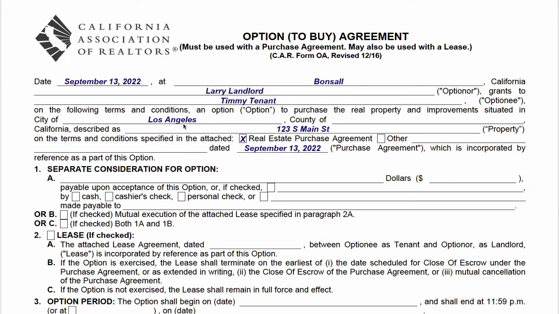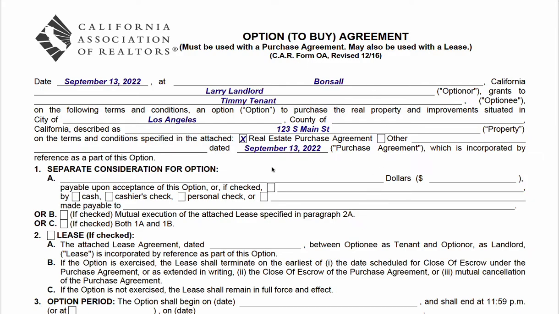We put the city the property's in, the county the property's in, then we put the address down here of the property in question that relates to the option. Now, I check this box, real estate purchase agreement, and then I put the date of the purchase agreement. This is the date that's in the top left corner of the purchase agreement.